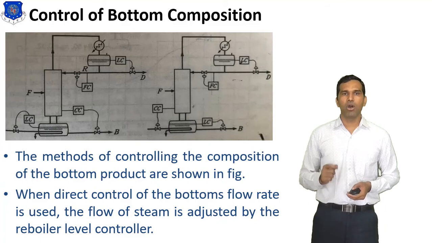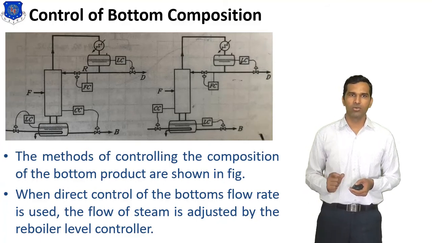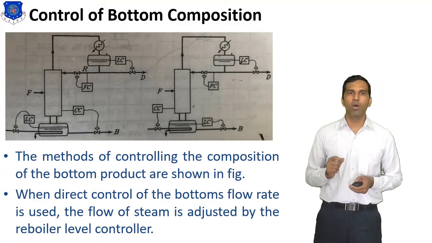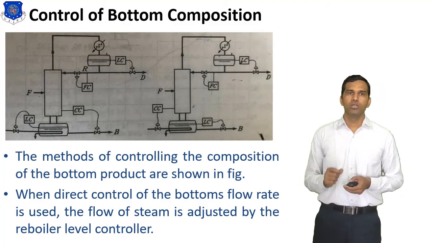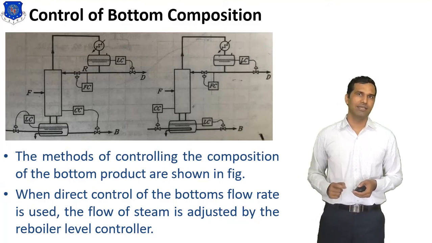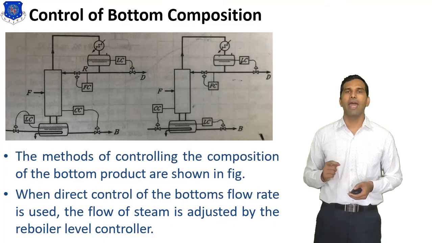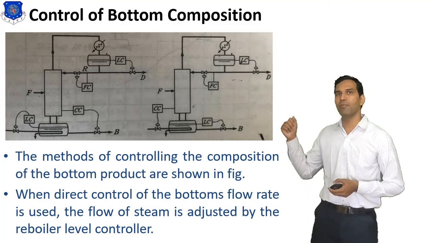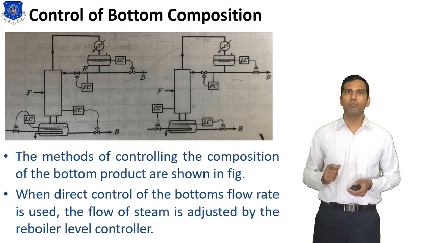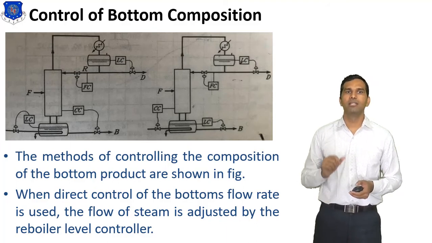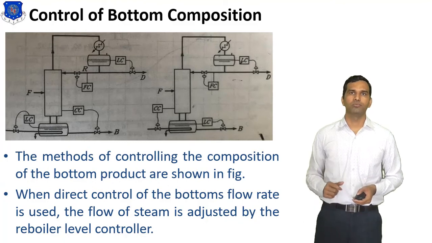When direct control of bottom flow rate is used, the flow of steam is adjusted by the reboiler level controller. So here, same as before, we use LC and CC, that means level controller and composition controller. In the first scheme, in this diagram, you can see direct control of bottom flow rate is used. The flow of steam is adjusted by the reboiler level controller.